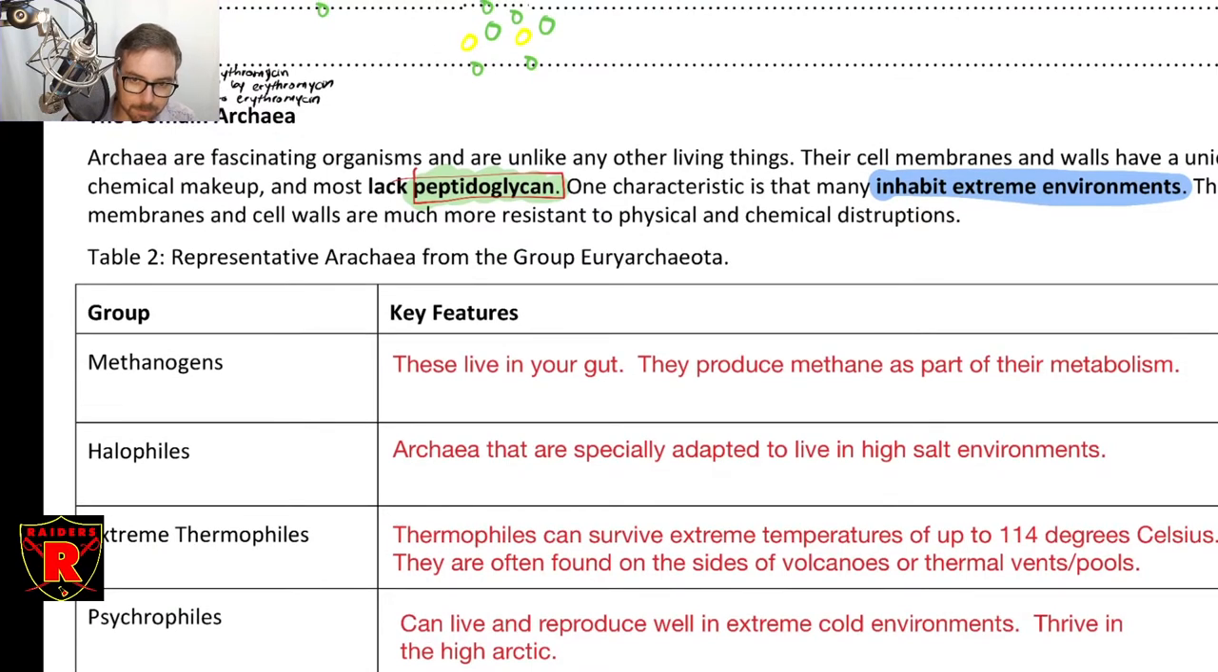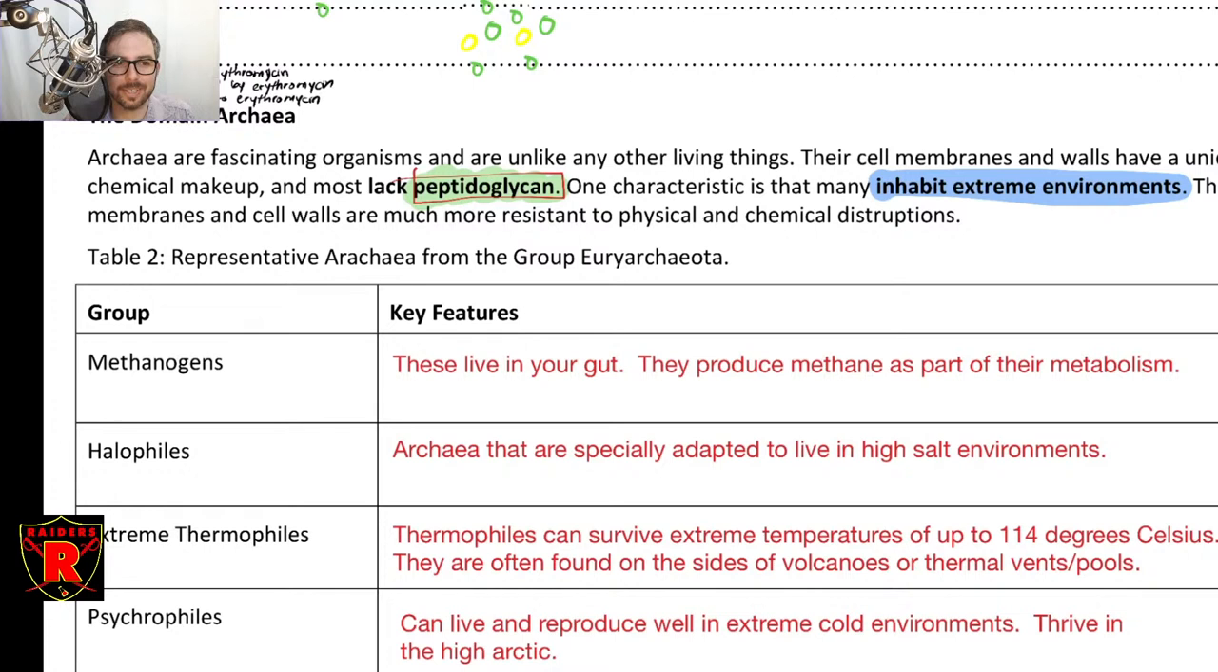So you've got archaea that prefer really hot environments. Those are extreme thermophiles. And then you also have archaea that thrive in very cold environments, sub-freezing. They can reproduce perfectly fine at those temperatures. Those archaea are called psychrophiles. Kind of a cool name. Psychrophiles are well adapted to live in very, very cold environments, like the high Arctic. If you look through a column of ice in the Arctic, you're not going to find a lot of living things in there, as you might expect.